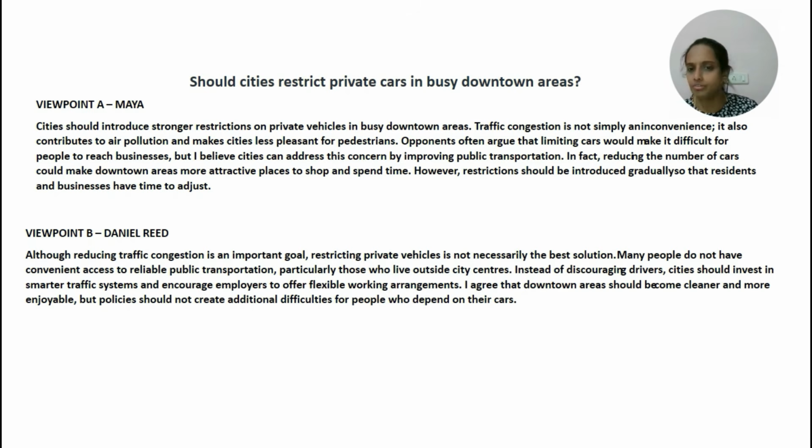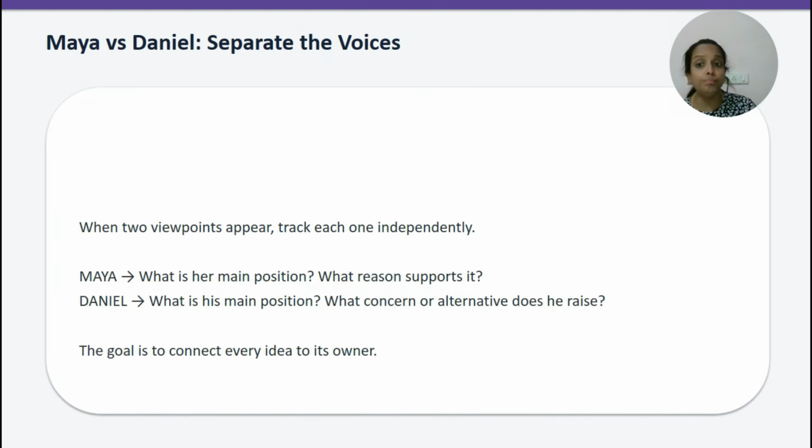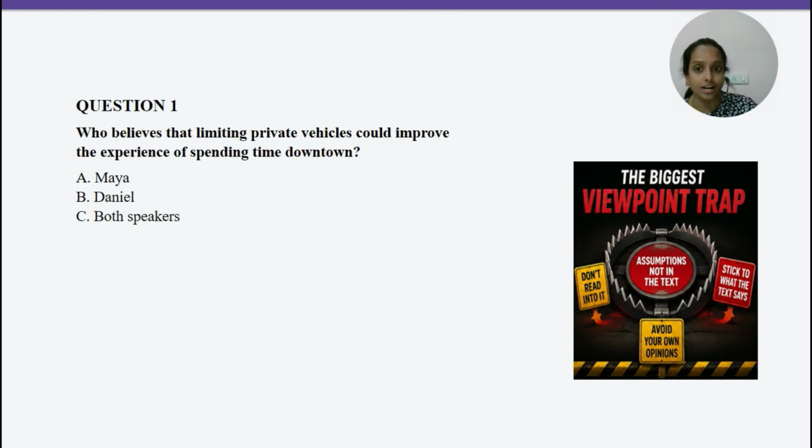Now let's try our first question. Who believes that limiting cars, that means limiting vehicles, could improve the experience of spending time downtown? Maya, Daniel, or both speakers? Now don't answer yet. You have to investigate. The key idea is not private vehicles. Both people discuss cars. The key idea is not downtown. Both mention downtown areas, right? So the real idea is improving the experience of being downtown.